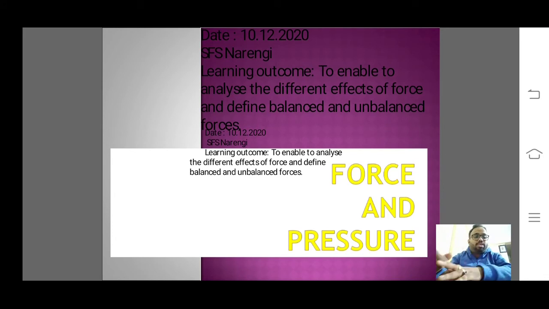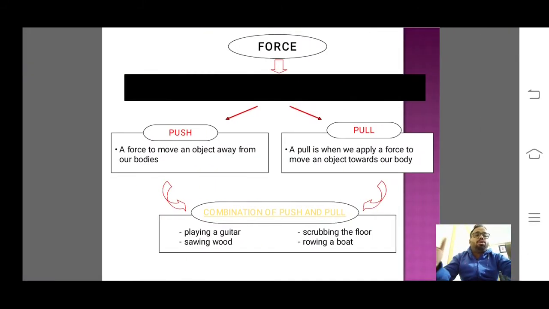As you can see, we started this chapter on 10 December, and in the first class our outcome was to enable us to analyze the different effects of force and balanced and unbalanced forces. Students, have a look at force. What is a force? A force is basically a push or a pull. A force to move an object away from our bodies is a push, and a pull is when we apply a force to move an object towards ourselves.